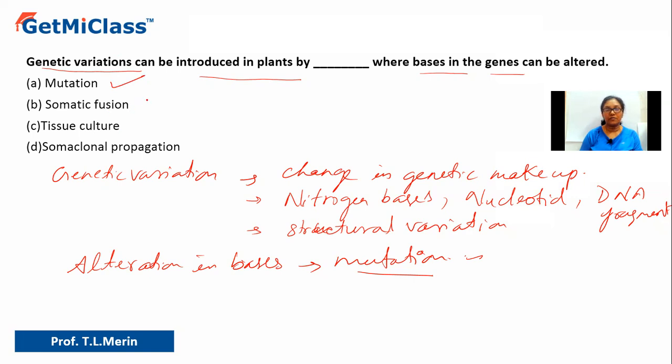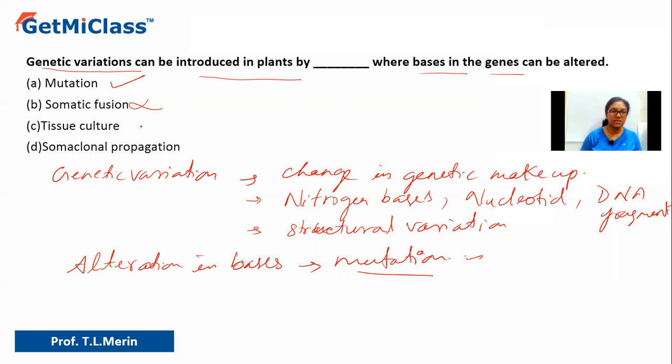Option B says somatic fusion. Somatic fusion is the fusion of somatic protoplasts in case of plants, or somatic cells in case of animals, where they are fused and you get a somatic hybrid. So you're not altering the nitrogen base, or any base as such. You are actually mixing up the genes. So that is not alteration of base, hence it is ruled out.